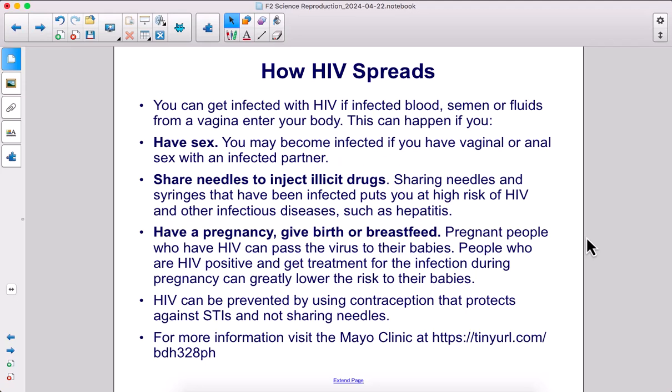Sharing needles and syringes that have been infected puts you at high risk of HIV and other infectious diseases, such as hepatitis. You can also be infected if you have a pregnancy, give birth, or breastfeed.